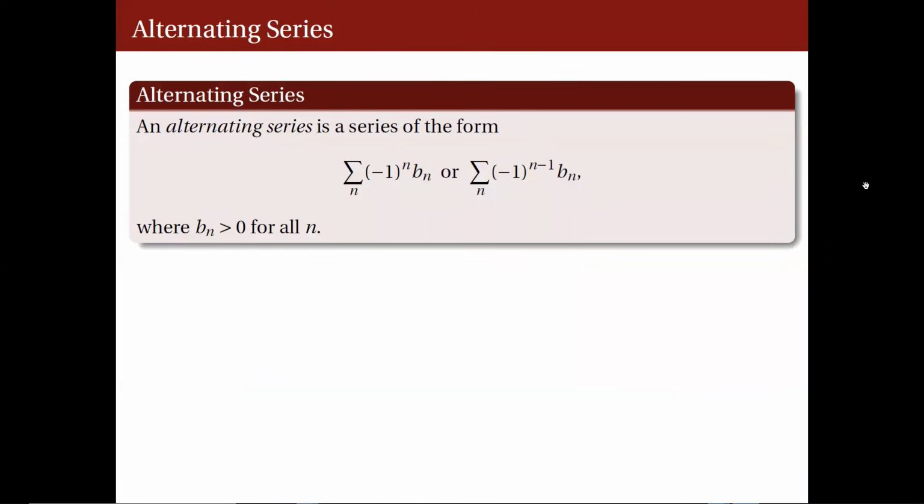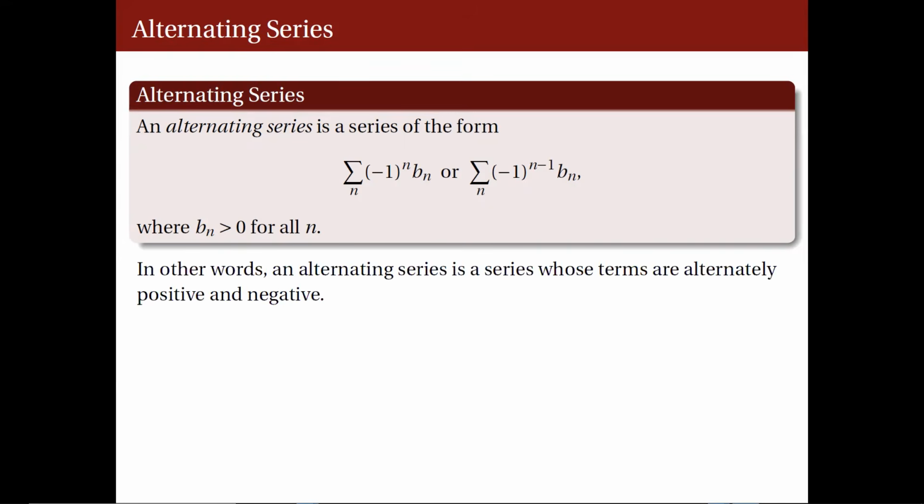Formally, we define an alternating series as follows. It is a series of the form summation (-1)^n times b sub n, or summation (-1)^(n-1) times b sub n, where b sub n is positive for all n. Again, it is a series whose terms are alternately positive and negative.